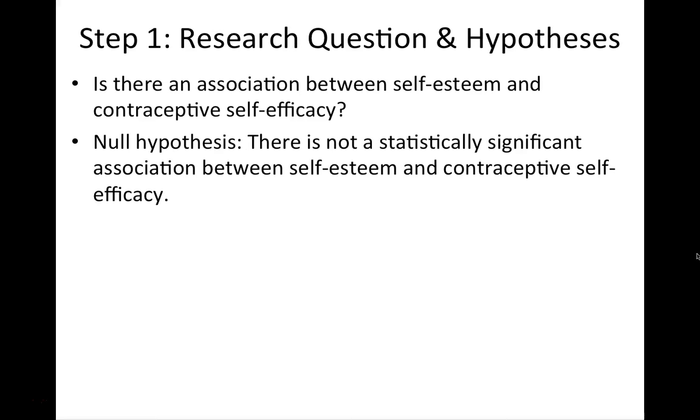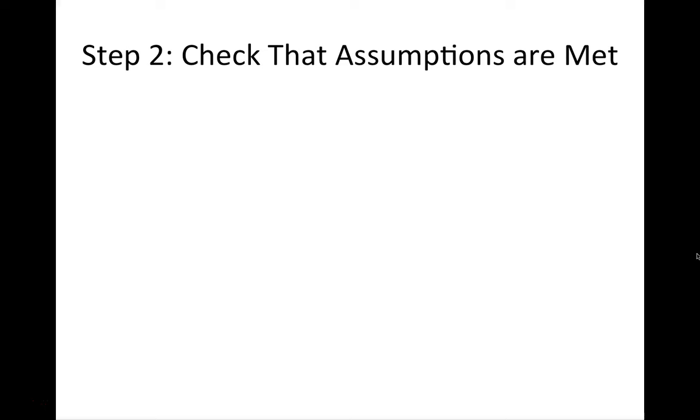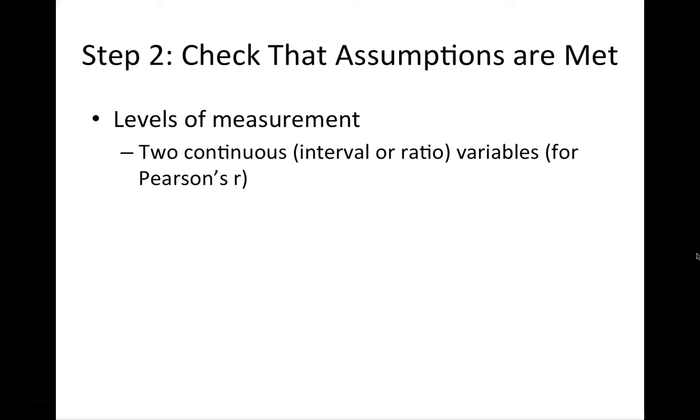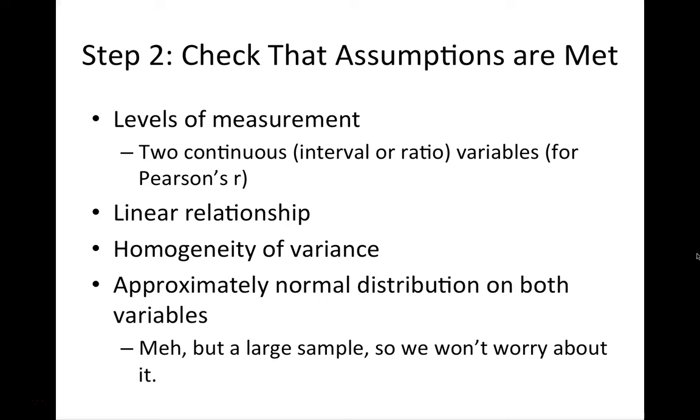The null hypothesis is that there is not a statistically significant association between self-esteem and contraceptive self-efficacy. The alternative hypothesis is that there is a statistically significant association between self-esteem and contraceptive self-efficacy. So we'll check that the assumptions of the Pearson's correlation are met, so that our levels of measurement are appropriate. We have two continuous interval or ratio level variables, and that's again for the Pearson's R. We'll check to see that we have a linear relationship and that we have homogeneity of variance. And that we have an approximately normal distribution on both variables.